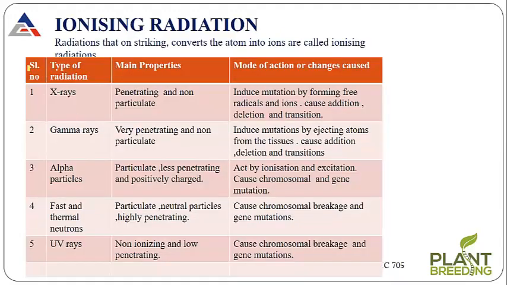Ionizing radiations include X-rays, gamma rays, alpha particles, fast and thermal neutrons, and UV rays. How many types? X-rays, gamma rays, alpha particles.